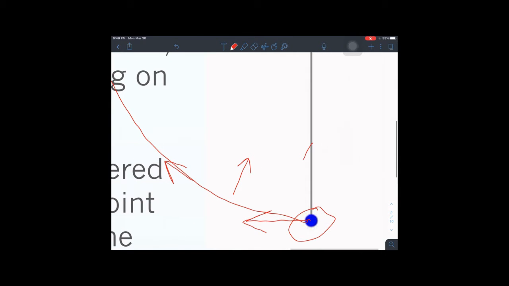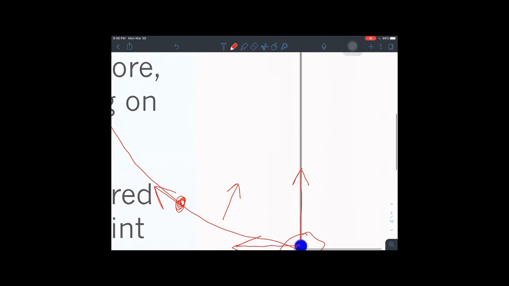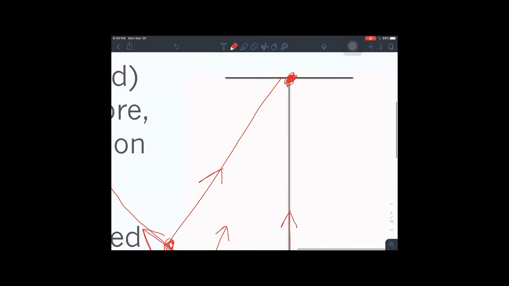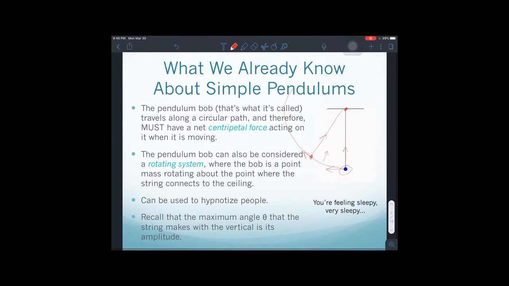This force is provided by the force of tension in an upward direction at the bottom through the equilibrium point, and as it's traveling here, the force of tension will be directed still towards that center point of rotation.